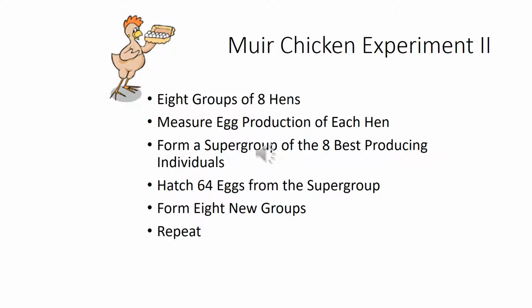Let me try this. I'll do another 8 groups of 8 chickens, right? And I'm going to measure each chicken. And instead of a super group, I'll have the 8 best super chickens. In other words, the 8 best super chickens form a super group and let them produce the next super group. And then I'll take the 8 best chickens out of those groups and keep on doing it, right? Oh man, this is going to be great, right?